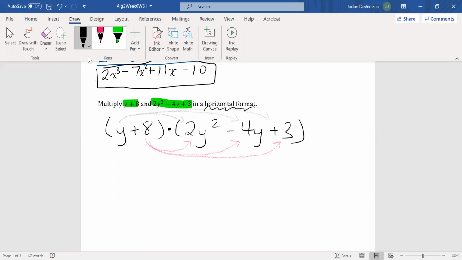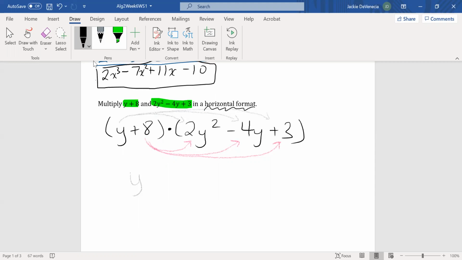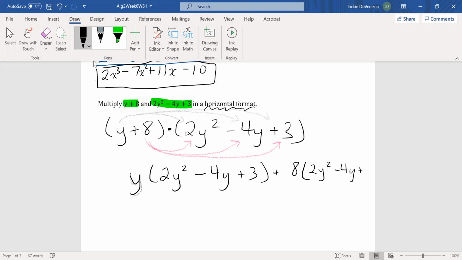All right? So if I was going to write out or distribute this, it would look something similar to this. Let me just write it like this. y times 2y squared minus 4y plus 3, plus 8 times 2y squared minus 4y plus 3. So this is just me expanding it or just distributing it out.